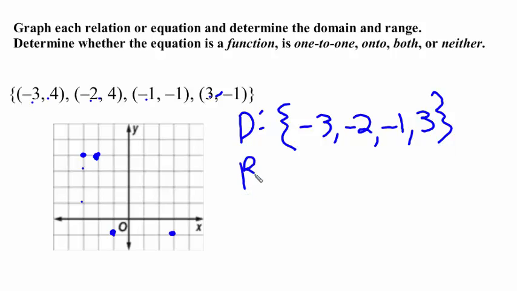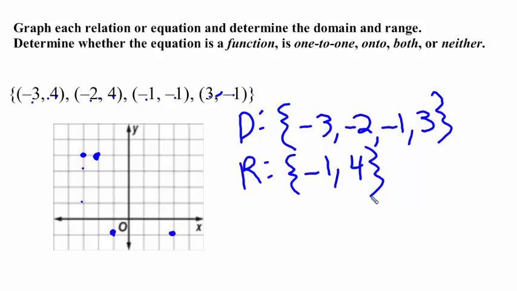For the range, we're going to experience that. There's a 4, a 4, a -1, and a -1. There are some repeats here, so I'm only going to write the -1 one time and the +4 one time. If you put the 4 first and the -1 second, technically that's not wrong. I just like putting things in order.